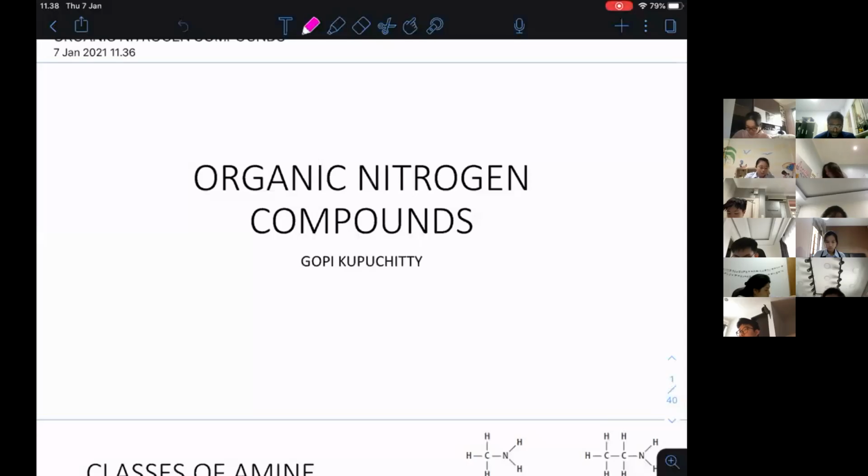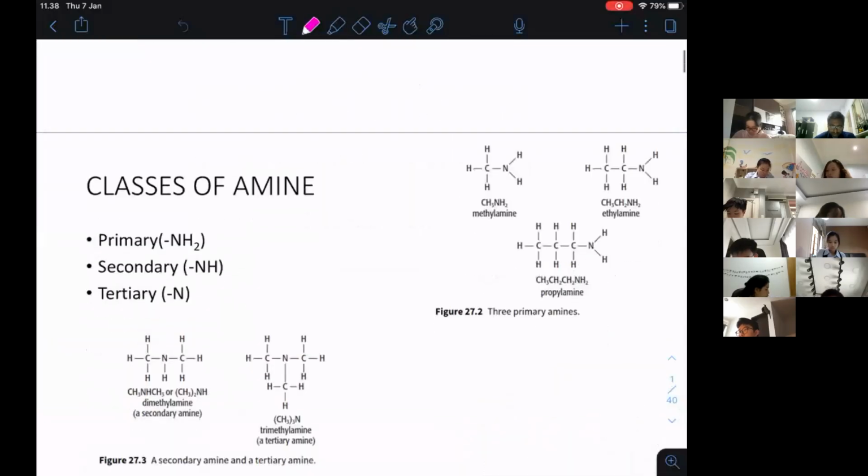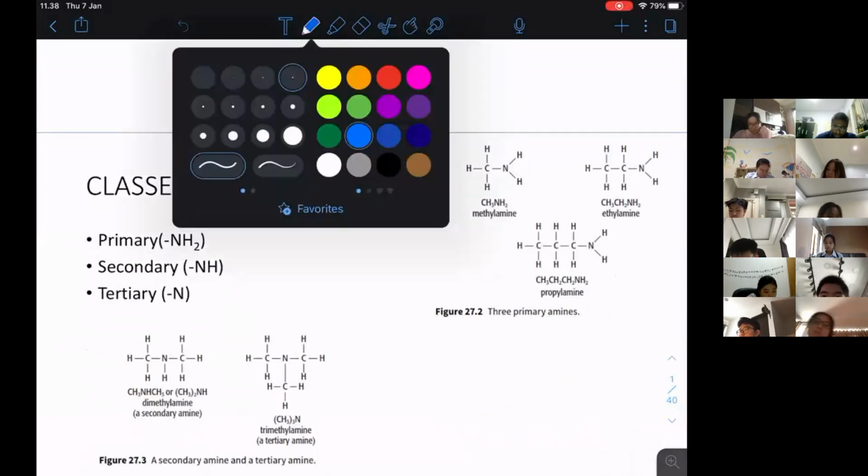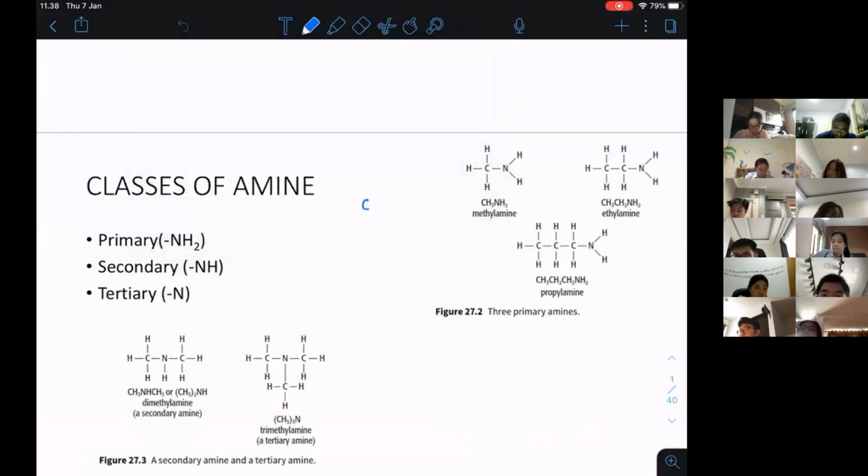So for organic nitrogen compounds, we are going to learn about amines. When we look at amines, they will have this structure, C and then NH2, and then others. Anything that has an amine, maybe I can simplify by writing R and then NH2. This is considered to be an amine.